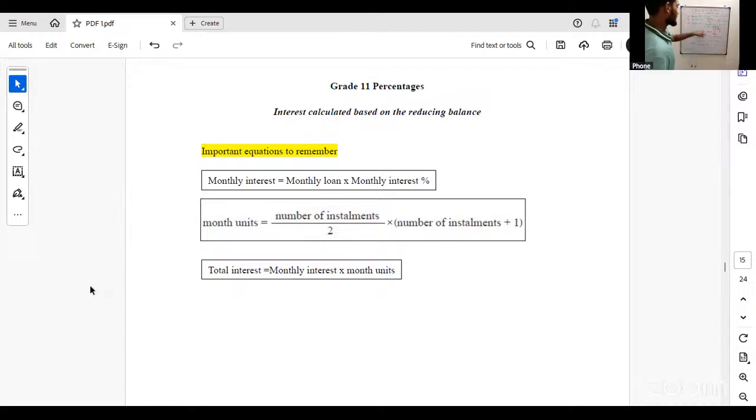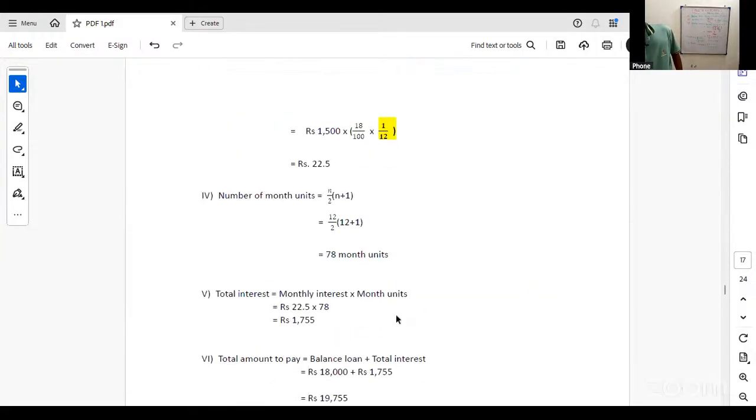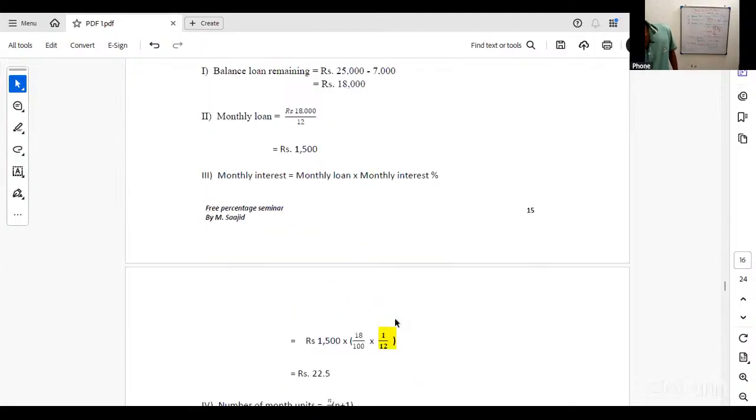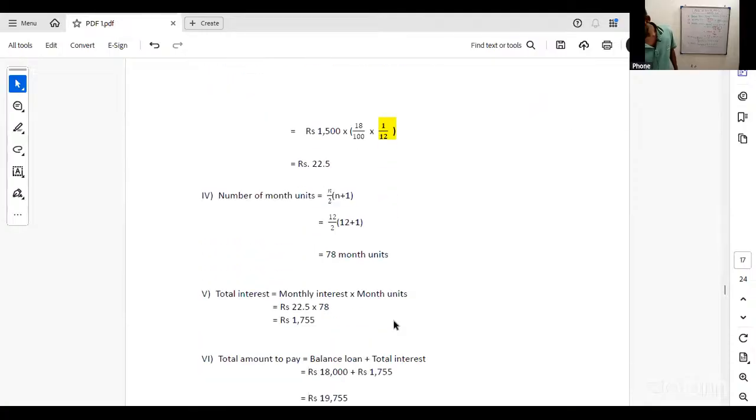So here the monthly interest, how much did we find? It's 22.5 rupees. Into the number of month units, we found it as 78. So the total interest that he has to pay is how much? It's 1,755 rupees. The total interest he has to pay. Right?